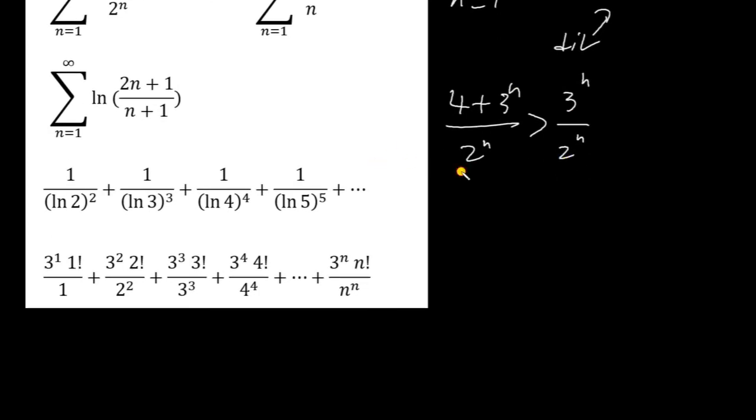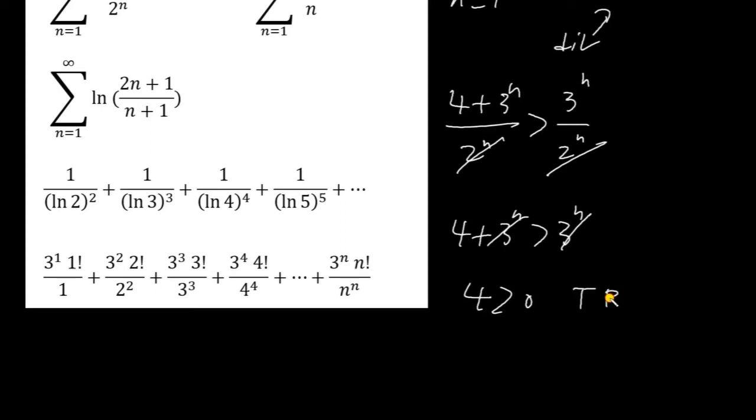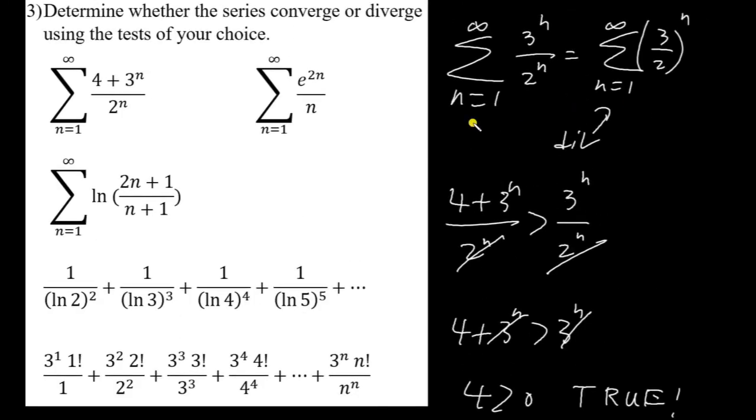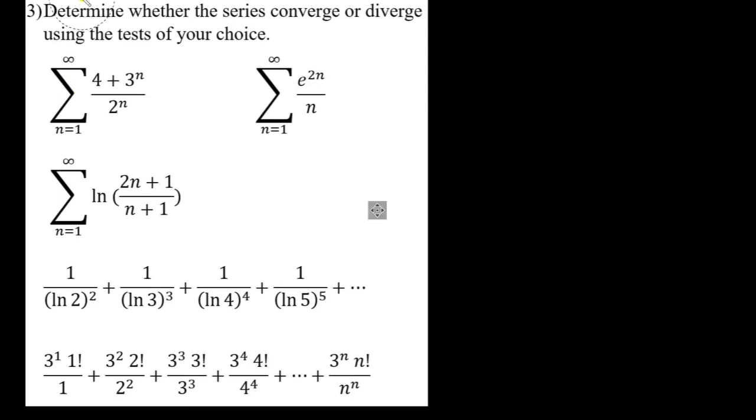So now let's see, we cancel these out. So we'll have 4 plus 3 to the n is greater than 3 to the n. And then these will cancel, and we'll have 4 is greater than 0, which I believe, I'm 50% sure, that is true. So okay, now it's a true statement. So now we can conclusively state that the series up here diverges by the direct comparison test.